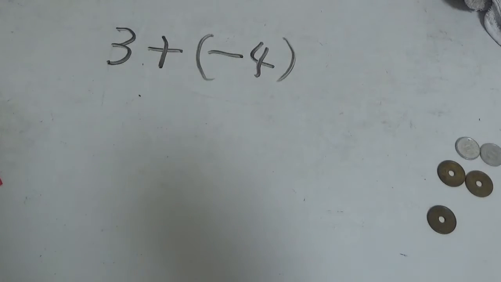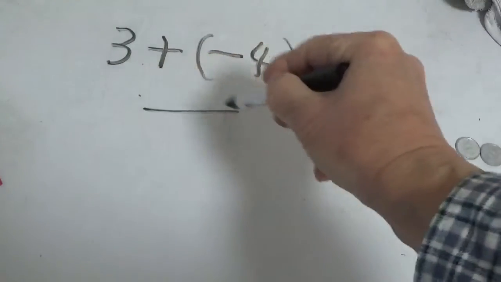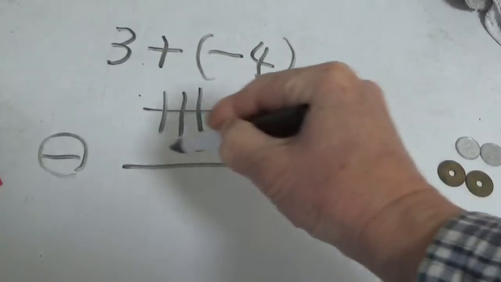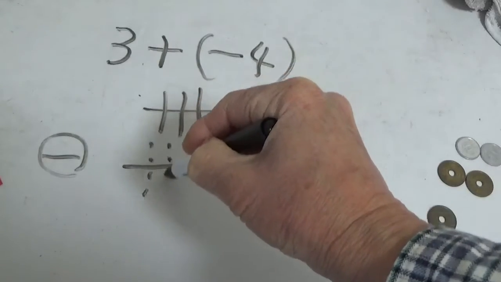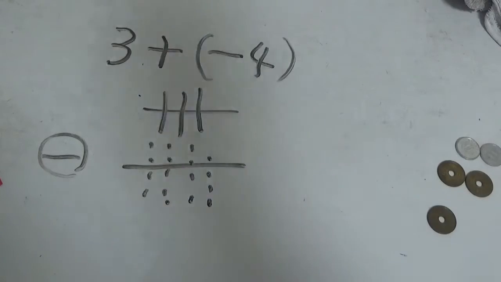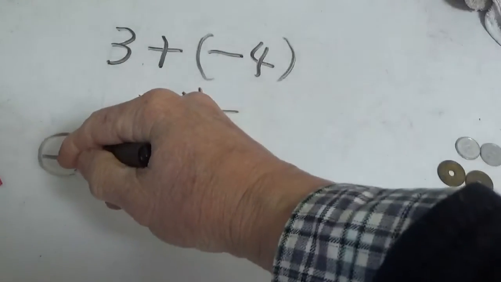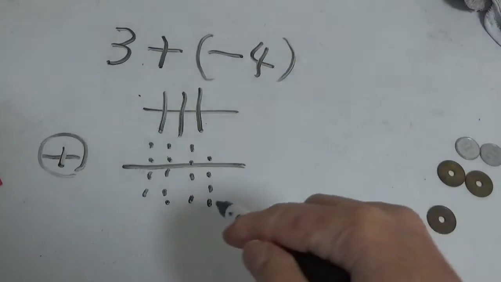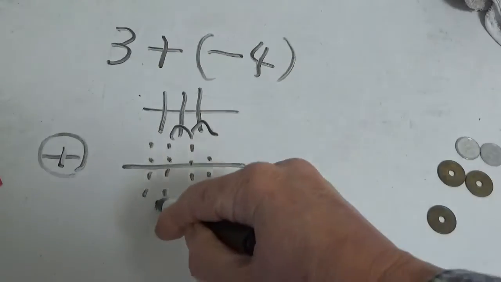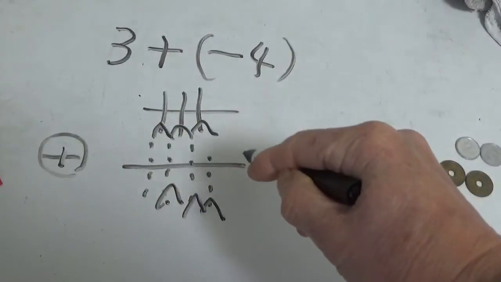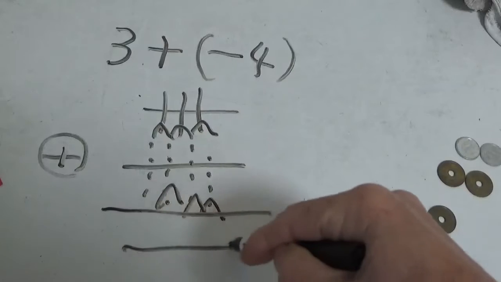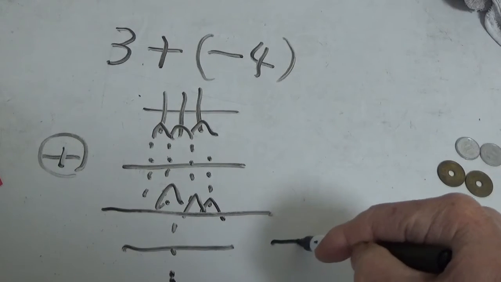Let's try 3 plus minus 4, that is 3 plus minus 4. Sorry, this cancels out, this cancels out, this cancels out, so remaining 1 negative value equal minus 1.